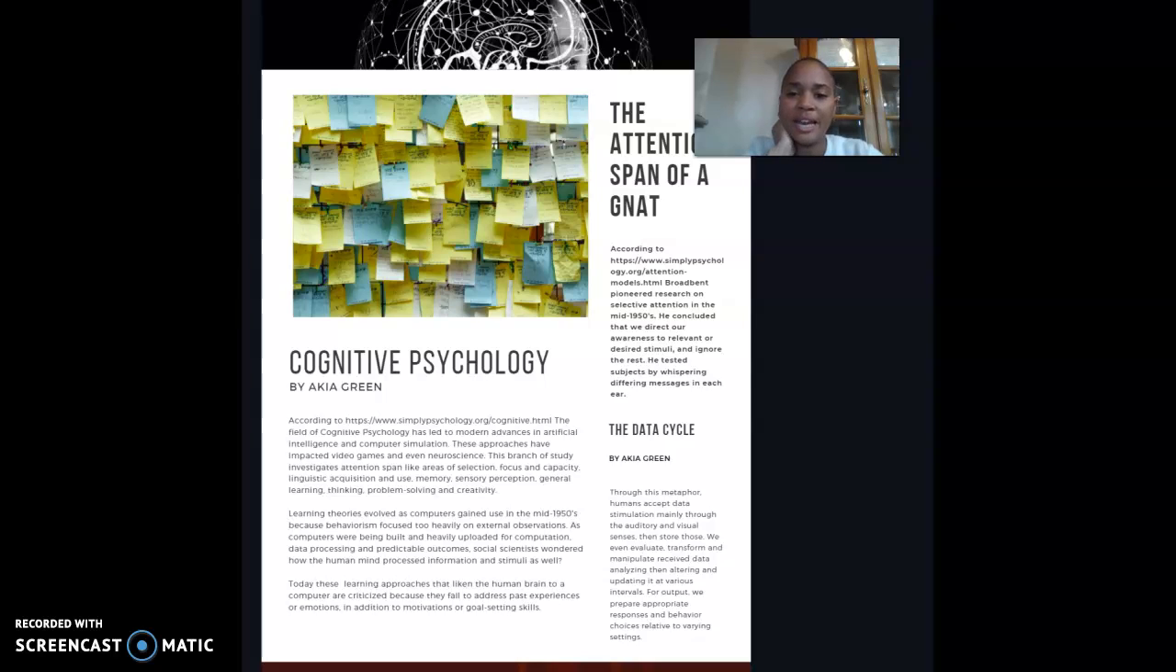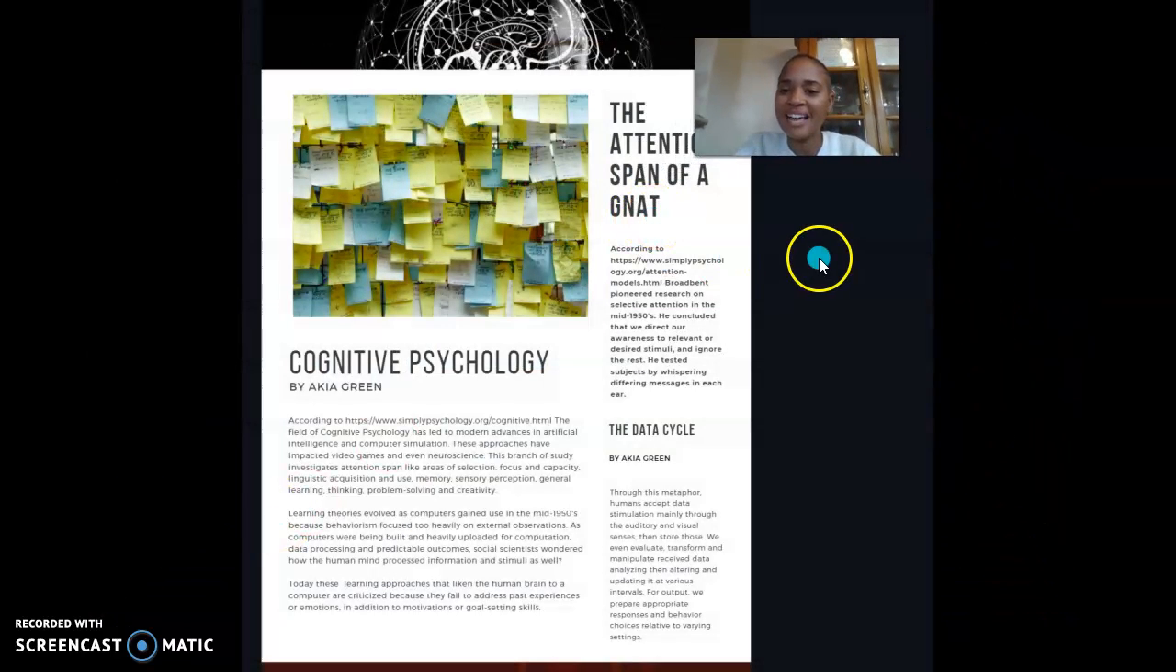The attention span of a gnat. Again, this time in American technology, 1950s and 60s, scientists, social scientists, engineers began to study attention span, especially talking about sensory processing or input. Well, the question was, what if you are receiving input and data from more than one sensory at a time simultaneously.